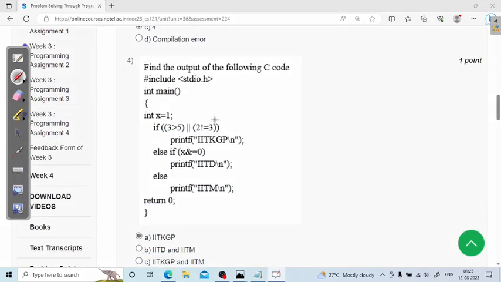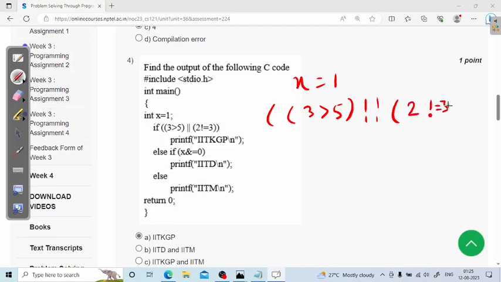The next question is again very tricky. It says the value of x is equal to 1, and then we have an if condition. In the if condition, it's written 3 greater than 5, and then we have the or symbol, and on this side 2 not equal to 3, and the expression is closed. If this expression gives us true, then this will be printed out, and as we have an if else ladder, all others will be skipped. So let's see whether this condition is going to give us true or not.